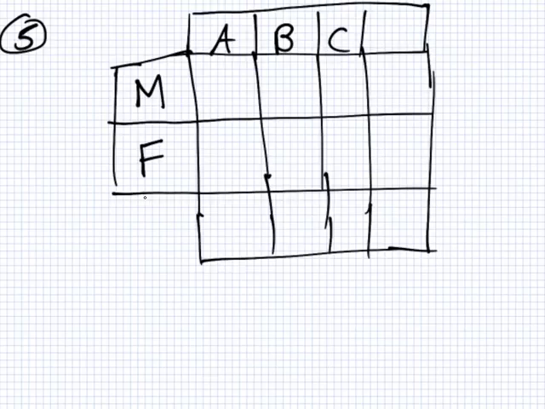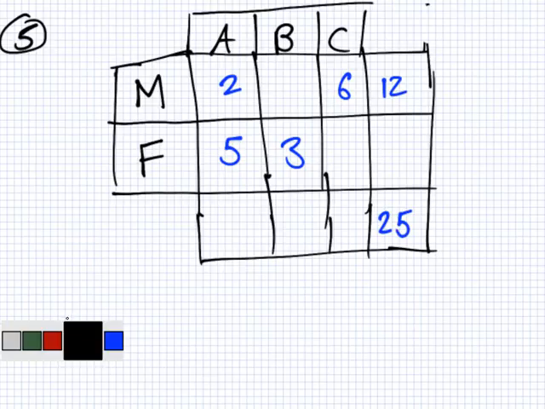I suppose we don't really need this box here because there's not going to be a number in this box. Okay, so let's put in some numbers: 2, 5, 3, 6, 12, 25. Okay. So I deliberately left some boxes empty. You'll have to figure them out.